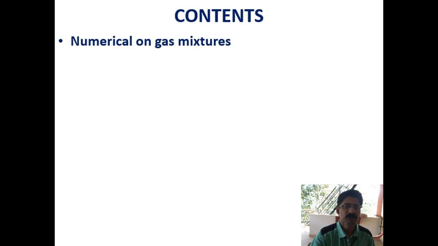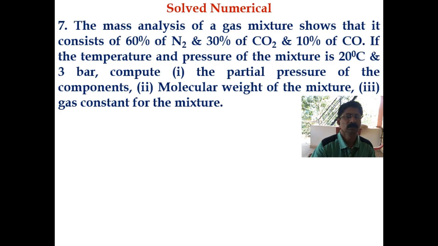So we will continue to solve numericals on gas mixtures. We will solve problem number 7. The mass analysis of a gas mixture shows that it consists of 60% nitrogen, 30% carbon dioxide and 10% CO. If the temperature and pressure of the mixture is 20 degrees Celsius and 3 bar, compute the partial pressure of the components, molecular weight of the mixture and gas constant for the mixture.